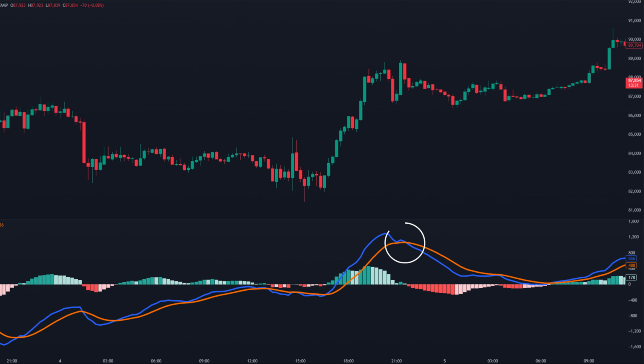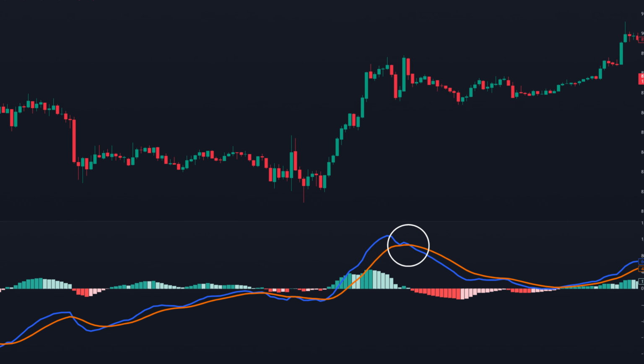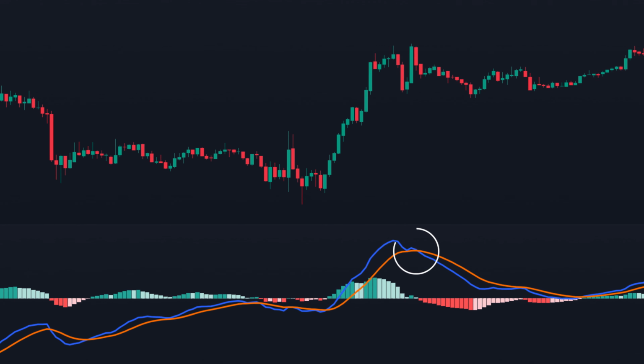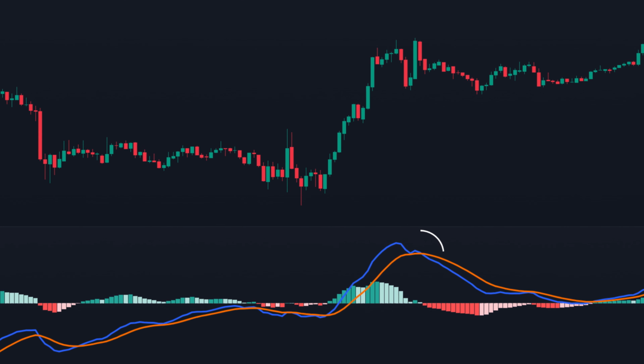Now here's where most traders fail. They only look for the standard MACD crossovers. The thing is, that's beginner level stuff. But we're not doing that. I'll show you a far more effective trading strategy to use the MACD indicator.